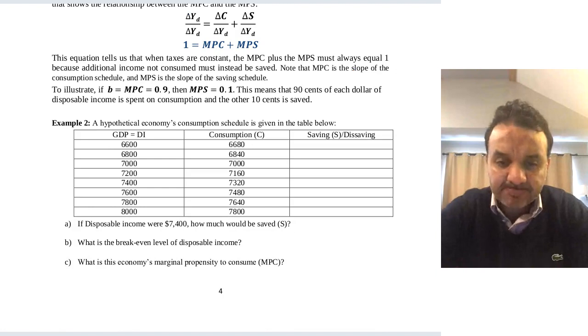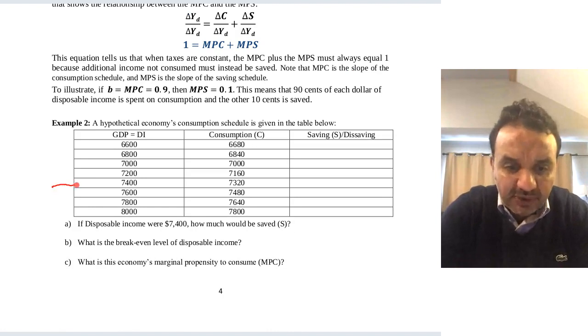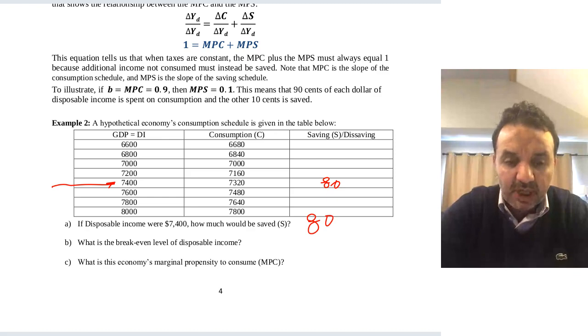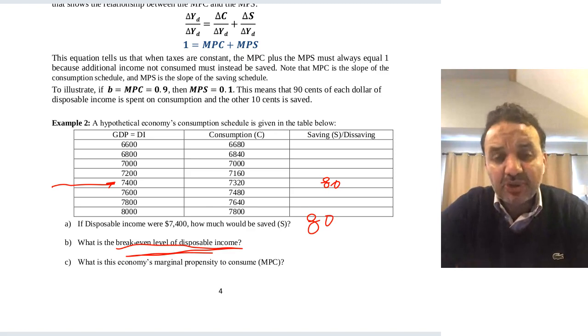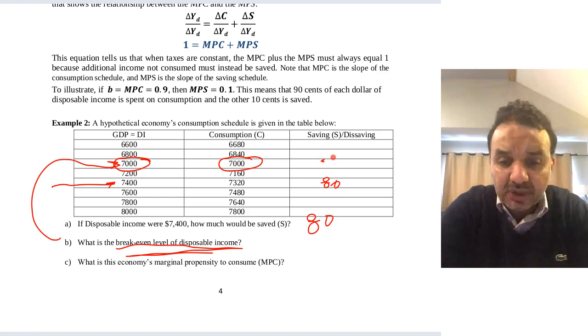Okay, let's continue this question. If disposable income were 7,400, the question is asking how much would be saved. Just take the difference, income minus consumption. So 80 will be your saving. What is the break-even level of disposable income? What I mean by this is whenever your disposable income is exactly equal to your consumption. Let's see number B. When your income is 7,000 and you spend 7,000, this means there's no saving.